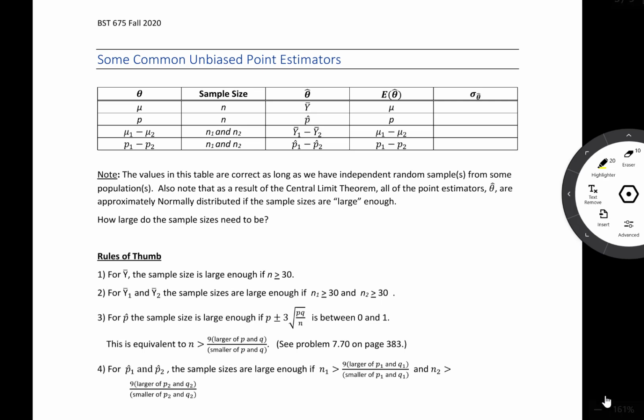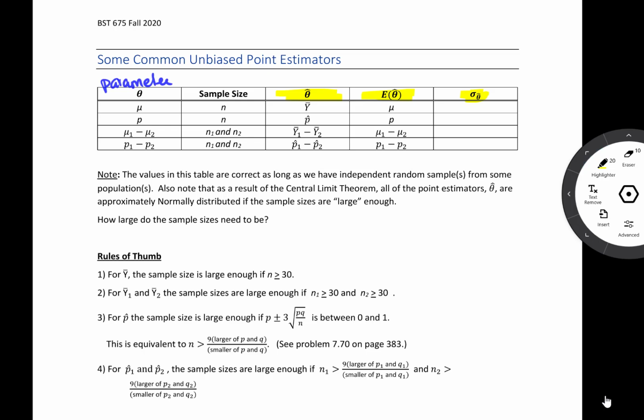So here we have our parameters. And here we have the common point estimators used to estimate those parameters here in this column. And the next one, we have the expected value. So first, notice that these are all unbiased. So if we want to estimate mu and we use y bar, we see the expected value of y bar is equal to mu. Now finally, in the last column, we have the standard deviation of these, and so I'm going to write these in.